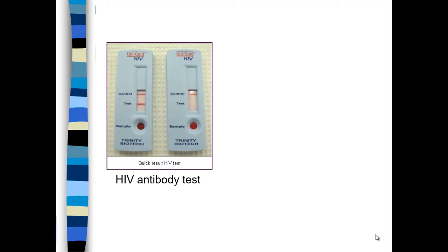Okay, here's an HIV antibody test. You always have a positive control. You have to have some type of control that lets you know that the test is working. And here you place the sample, which could be blood or saliva, directly into the sample port or the sample well. And the test on the left is positive for HIV, and the test on the right is negative for HIV.